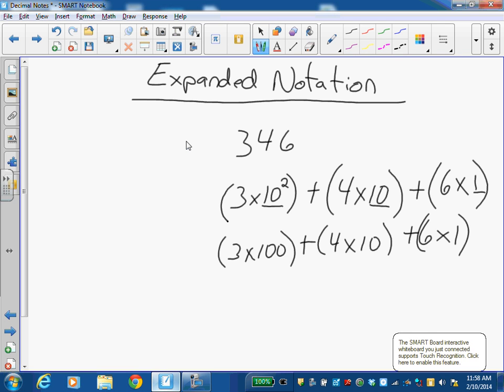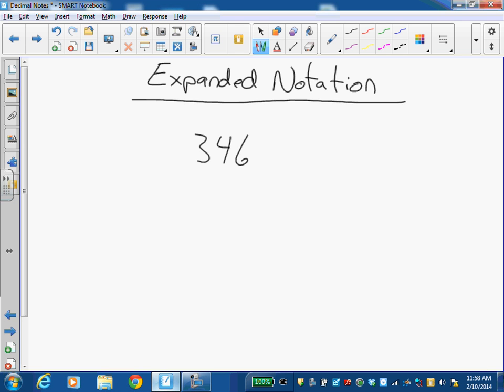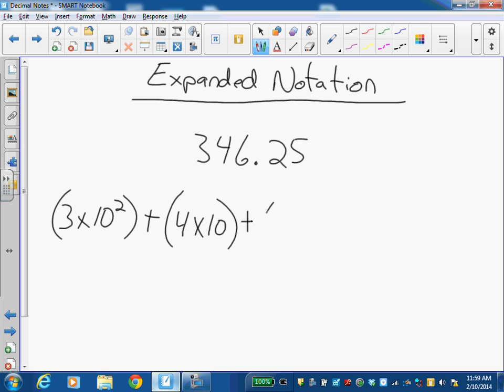Okay? Right? So what if we were dealing with decimals? How do we handle the decimals? Well, let's take our original number and add to it 25 hundredths. Okay? Well, I know how I'm going to set up the first part of it. It's going to be 3 times 10 to the second power plus 4 times 10 plus 6 times 1. But what am I going to do when I get back here?